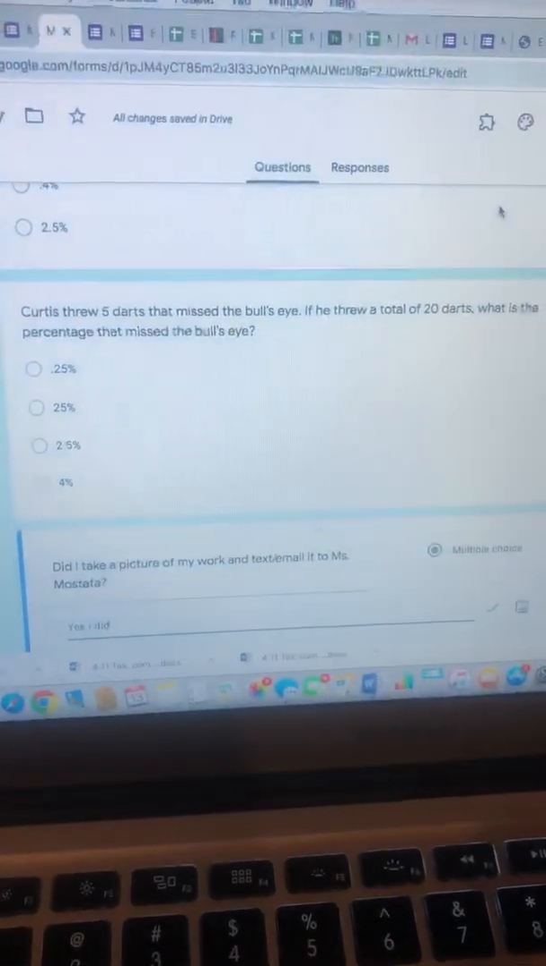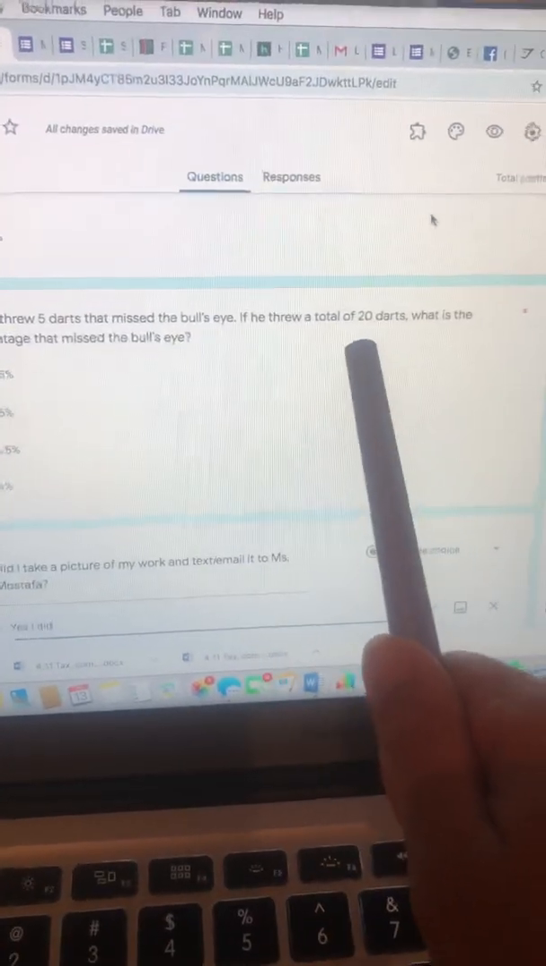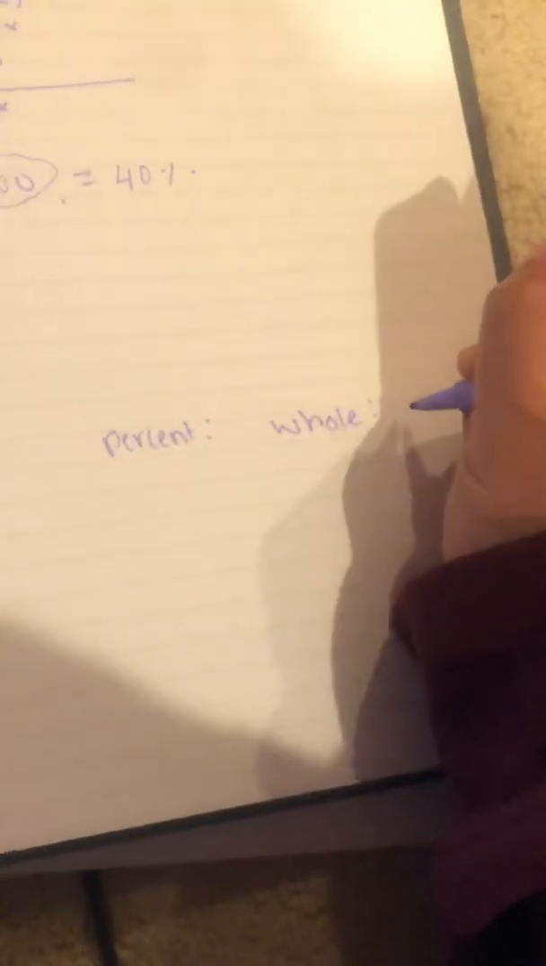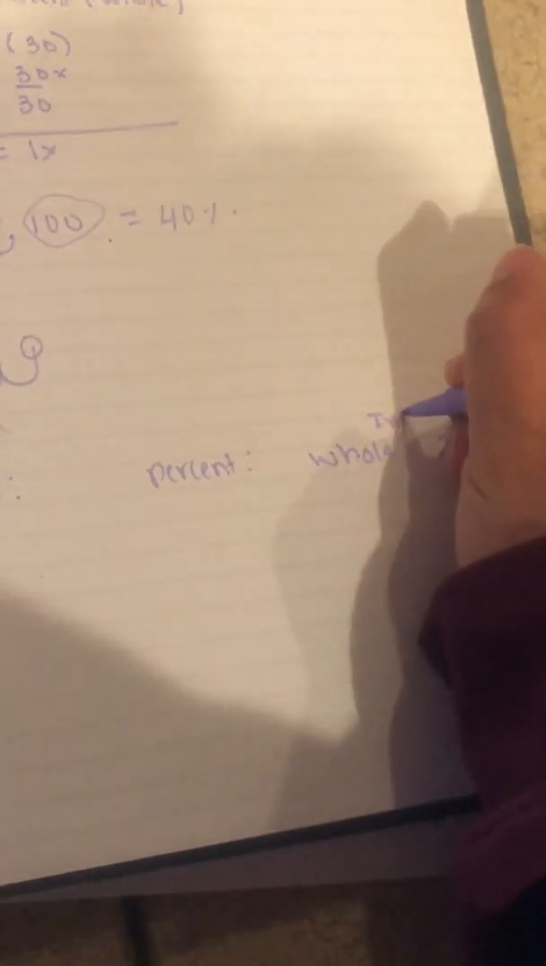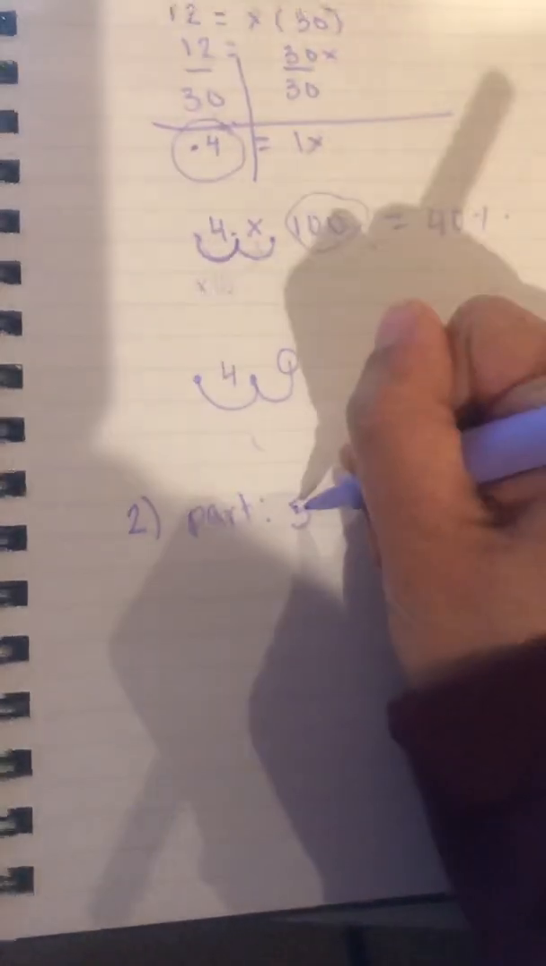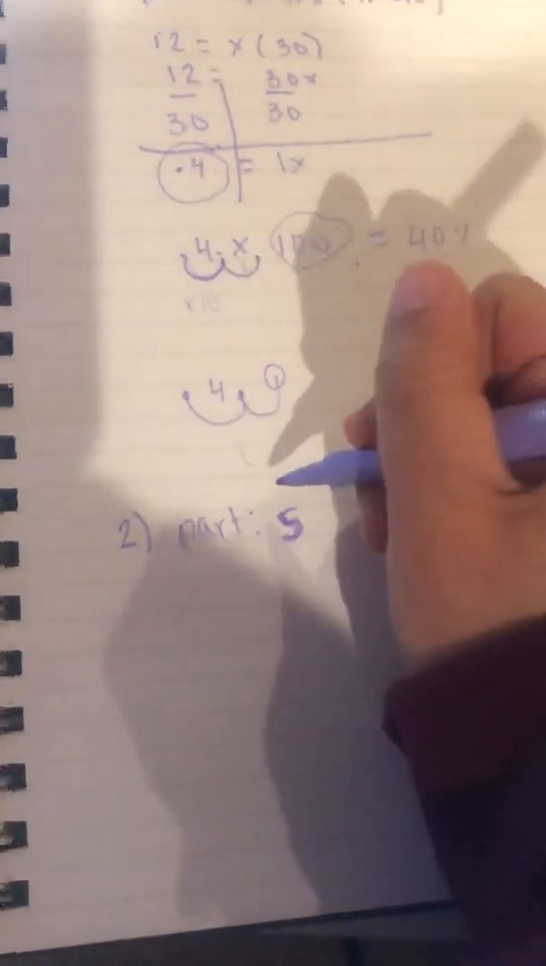Curtis missed 5 darts that missed the bullseye. He threw a total of 20 darts. What is the percentage that missed the bullseye? So he throws 20. That's the total. That's the whole. We're going to just say initial. And his final score is he misses at least 5. Okay, so that's the part.